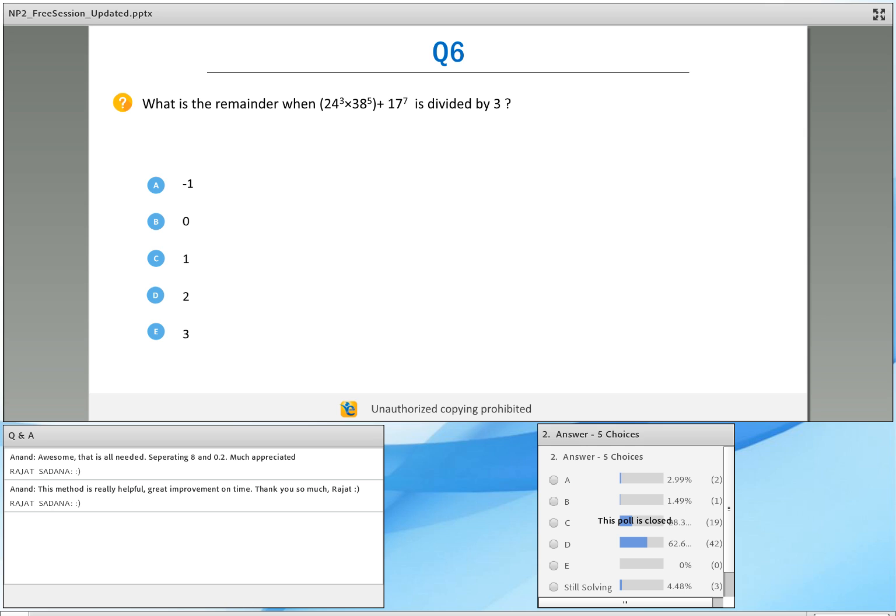This is a 700 level question. 62% of you got it right. And I know you can get it right through the concept of positive remainders as well, but I want to show you how to do this much more simply using the concept of negative remainders.